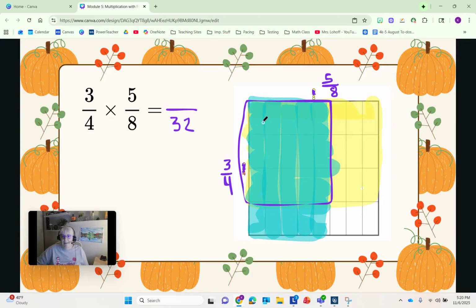Now we need to count how many are in the overlapping area. 1, 2, 3, 4, 5, 6, 7, 8, 9, 10, 11, 12, 13, 14, 15. All right, so the answer becomes 15/32.